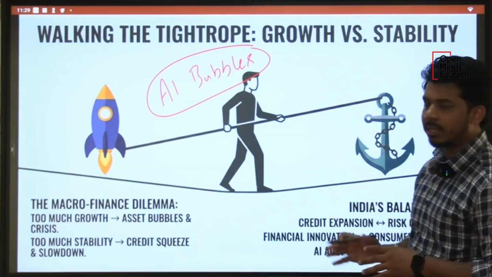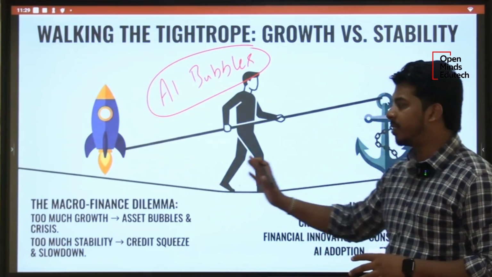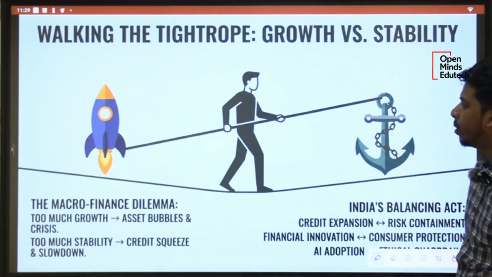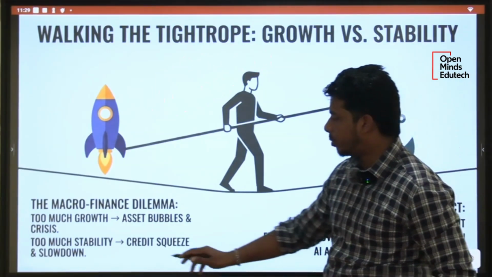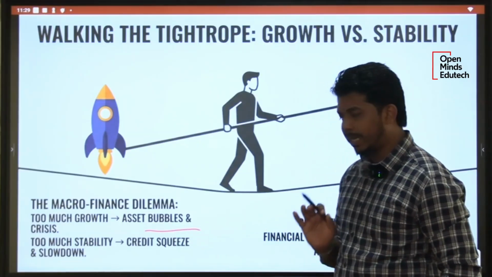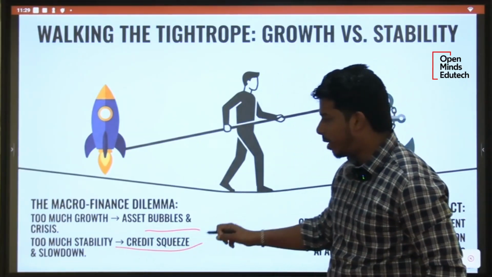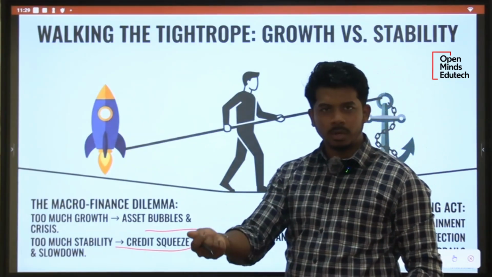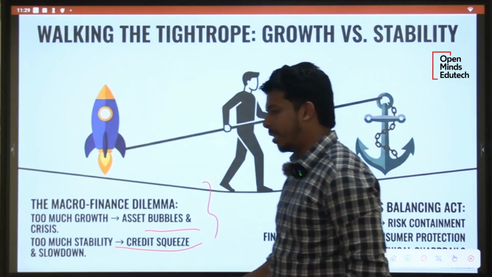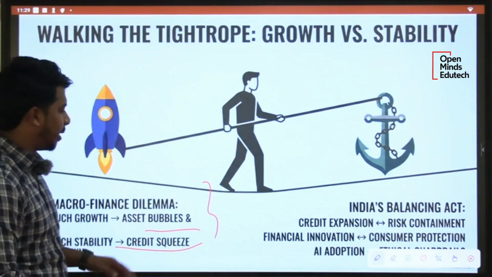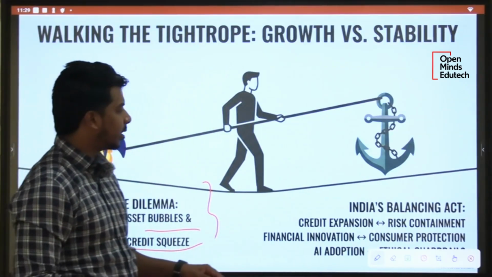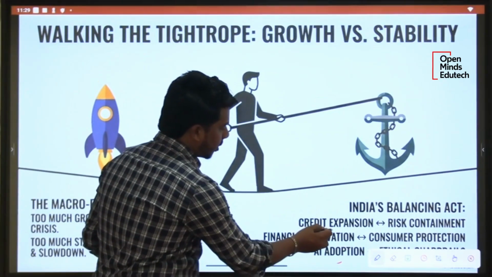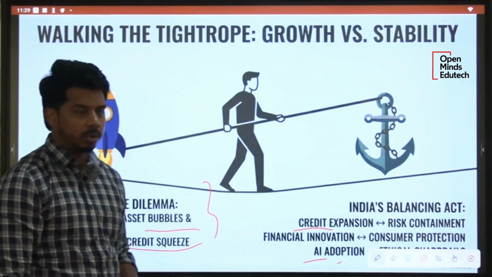Now in the financial system, there is a challenge of balancing growth with stability. Too much growth will lead to asset bubbles and crisis. Too much stability will squeeze credit. Banks and financial institutions will be too hesitant to give loans. There is a need to balance growth with stability. This is the current dilemma. How we are balancing this dilemma, we have to see. Same with anything, whether it is AI or normal loans, we have to balance between both.